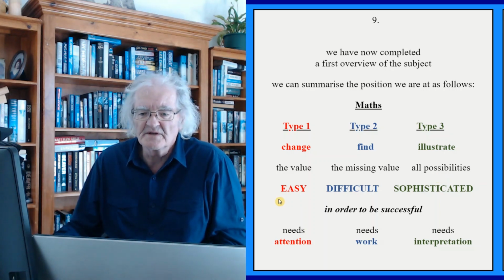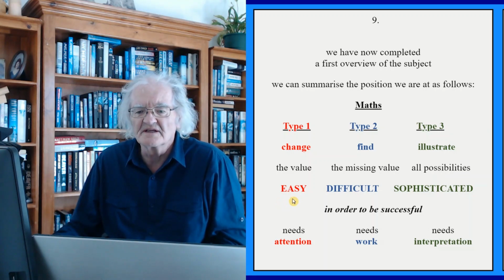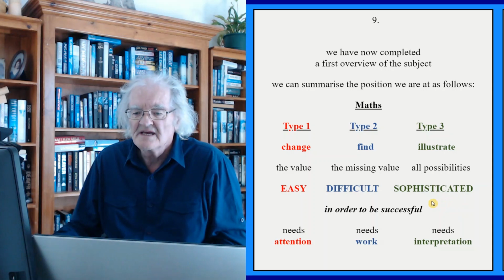Now, people usually find type 1 easy, but unfortunately, some tend to rely on memory rather than investigating the nature of what's causing the change. Type 2 is the one that people most frequently come across in a maths course, and they generally find that difficult. Type 3, the illustration is more sophisticated and it assumes an understanding so people can interpret what they are looking at.